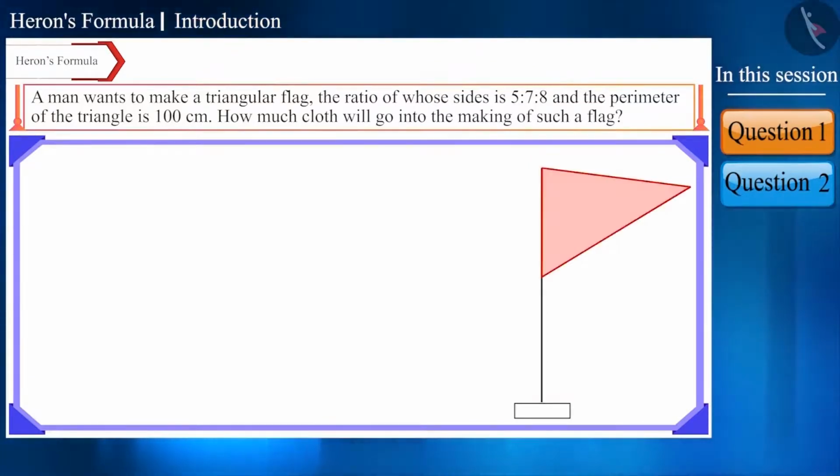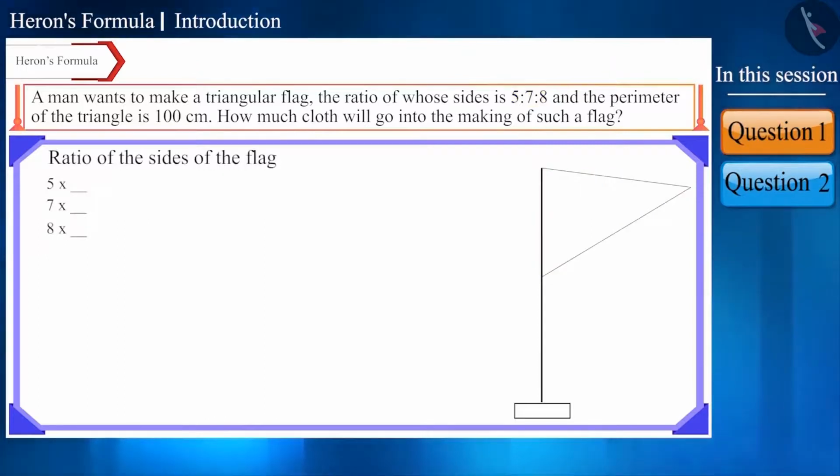In the question, we are given that the ratio of the sides of the flag is 5:7:8. In these three sides, one factor will be common, on multiplying with which we will get the measure of the sides of the flag.